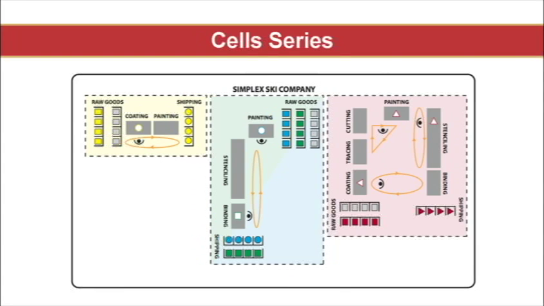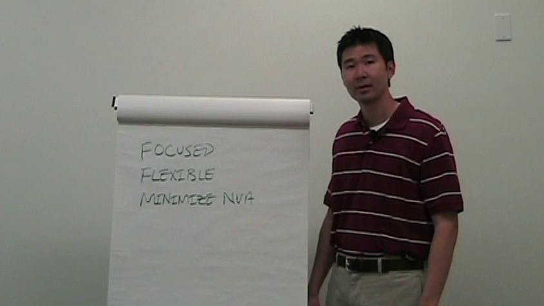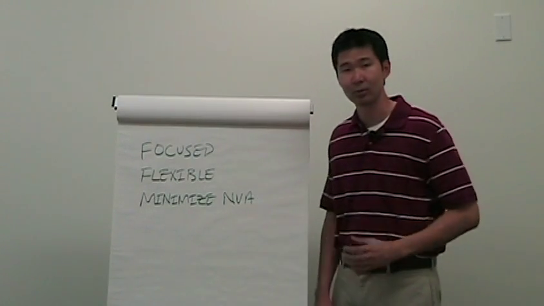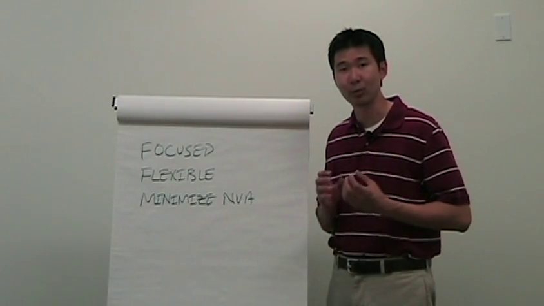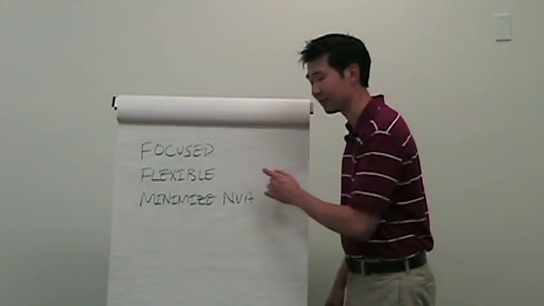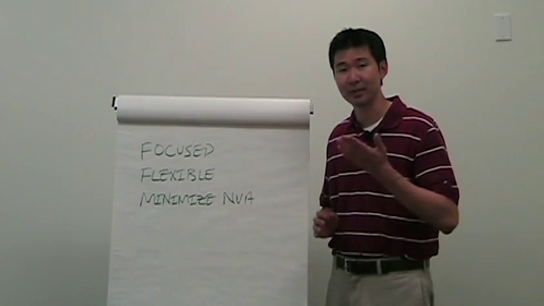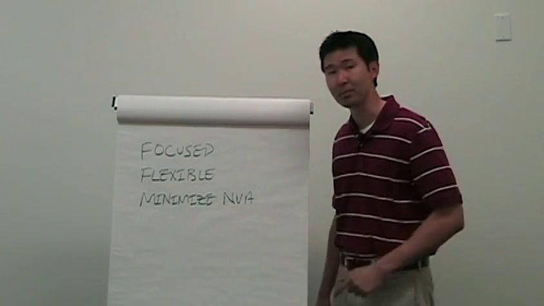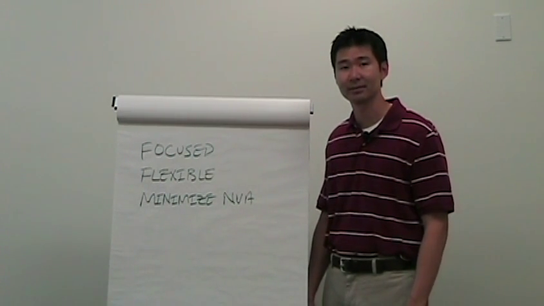This is Simplex Ski Company today. The shop floor has been rearranged and machines have been placed in sequence of production according to value streams or product families. These are known as cells. So here are some characteristics of what a cell is. First of all, they're focused areas where value is added quickly, generally one piece at a time. They're made to be flexible, so if your demand happens to spike, you can change your cell to accommodate. And last, they're designed to minimize non-value added activities.